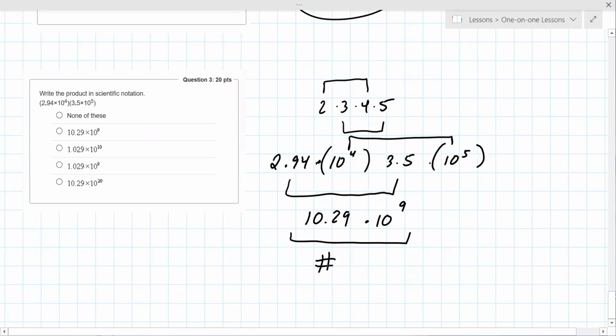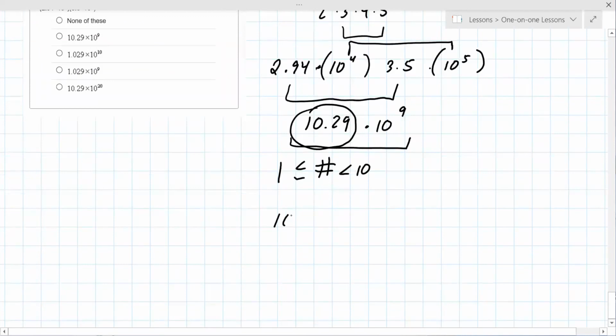Is this number in scientific notation? To decide that, is this number right here between 1 and 10? No, it's not. So forget about the 10 to the 9th for a moment. How do you rewrite 10.29 into scientific notation? Well, you have to move the decimal. Now let's say you can't remember. Let's say you move it this way. Is this number between 1 and 10, 102.9? No. Well, that's the wrong way to go. But if you go this way, 1.029 is between 1 and 10.